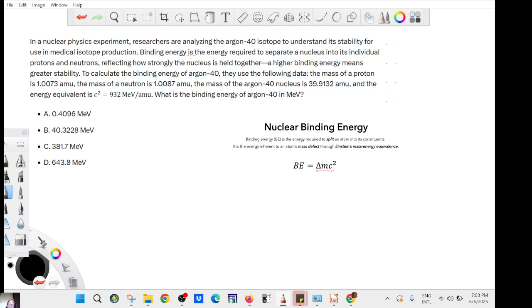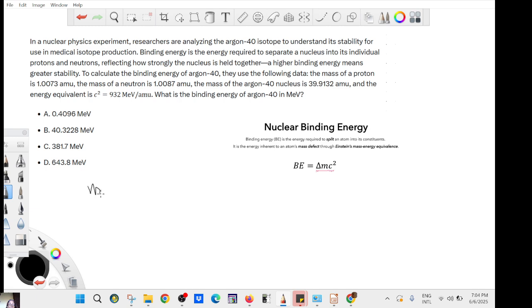Okay, so binding energy, they give you the definition, is the energy required to separate a nucleus into its individual protons and neutrons. So you are filling the gap, right? A nucleus has negative energy, so if you want to break it apart, you need to give it energy. It tells you how strongly the nucleus is held together. Argon is very stable, so we want to find the binding energy of argon-40.